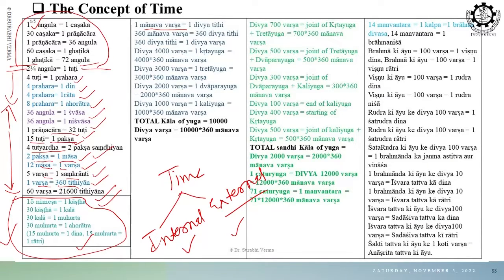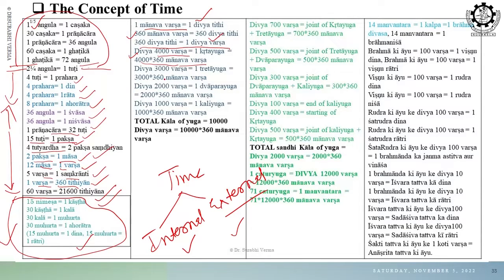Second, after this, one divya tithi is multiplied by 360, so that will be 360 divya tithi. 360 divya tithi will be one divya varsh. In the same way, if you calculate divya 4000 years, it will be one krita yug, that is satayug, which we understand as Satyug, and that is of divya 4000 years. So you can calculate 4000 into 360, which will give us the human years for that period of time as Krita Yuga.